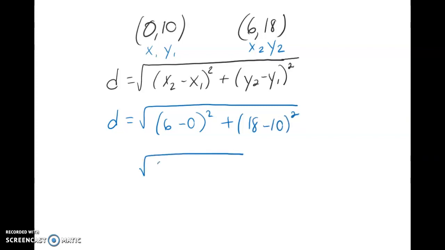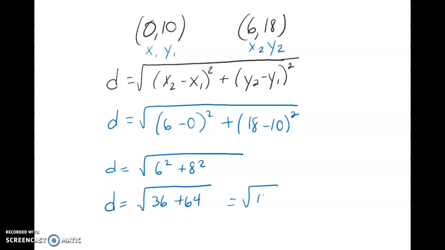So I'm going to end up with 6 squared plus 8 squared. 6 squared is 36, and 8 squared is 64. So I end up with the square root of 100. The square root of 100 could be a positive or negative 10, but when we're talking about the distance, we're only interested in the principal square root, which is the positive root.